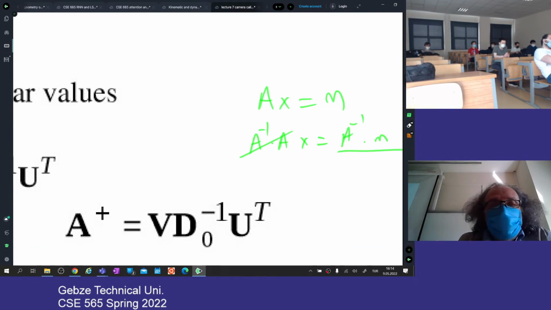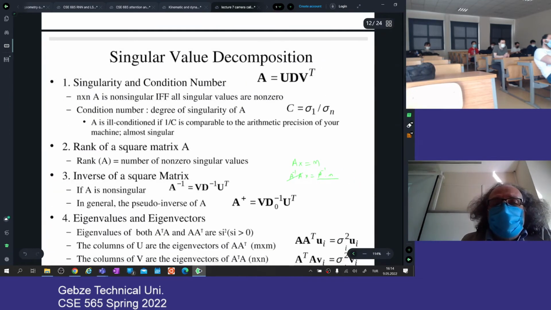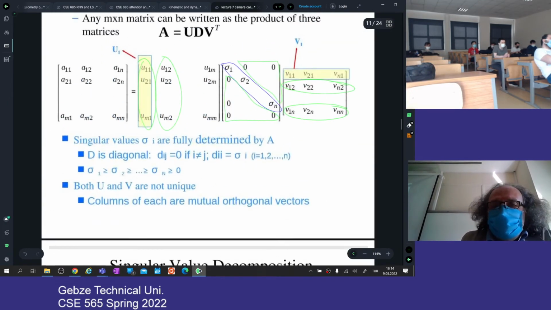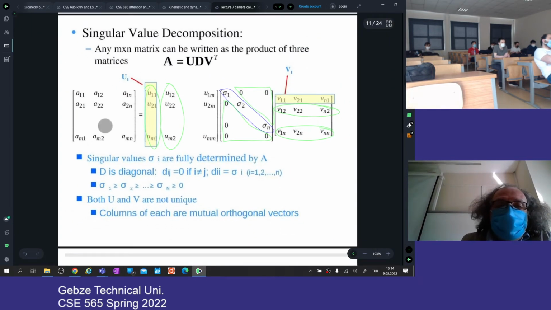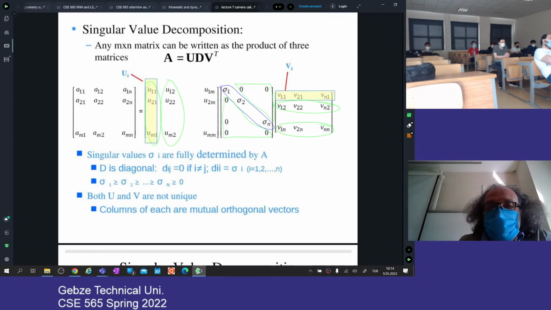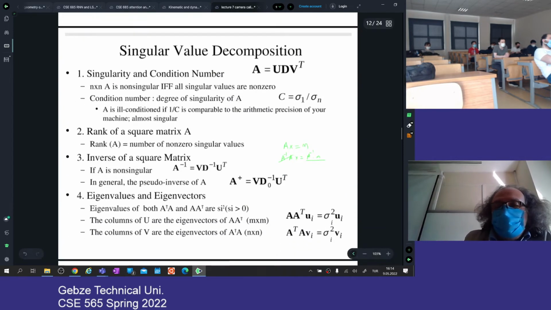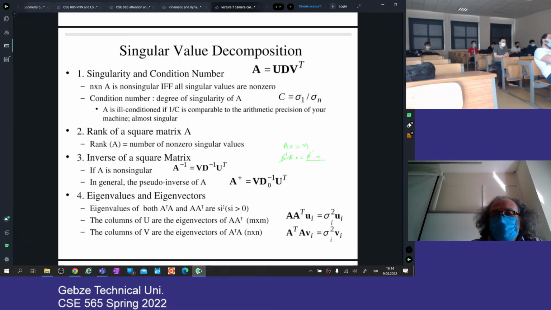Singularity is important. So by looking at these numbers, if sigma n is 0, then I know that this original matrix A is a singular matrix. Okay? If sigma n is 0, A is a singular matrix, you cannot take the inverse of it. So there is no solution for this linear system. That's nice, but we have something nicer than that, okay?